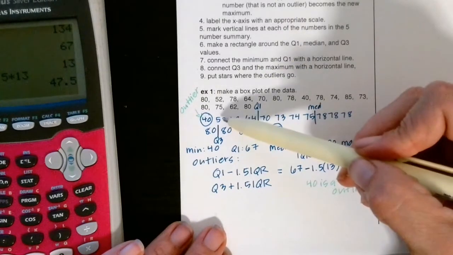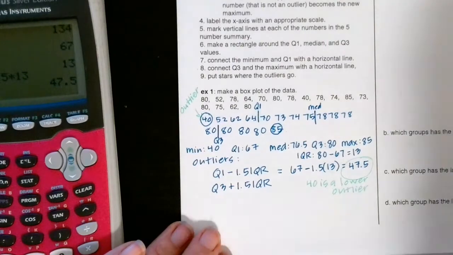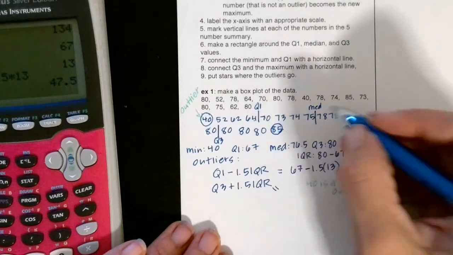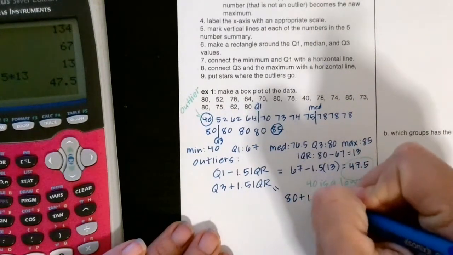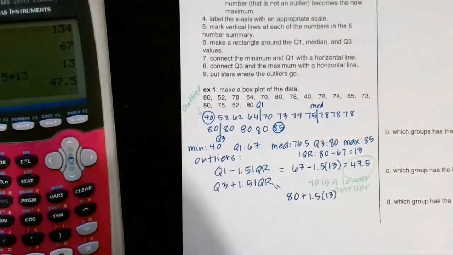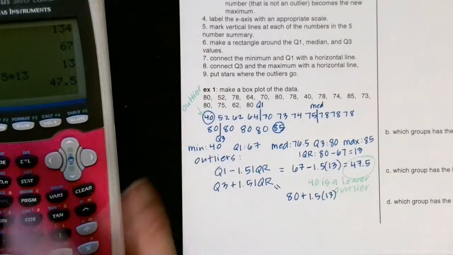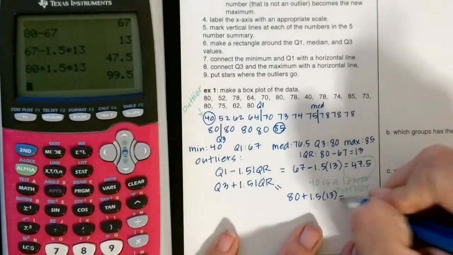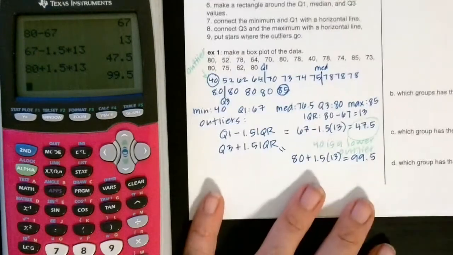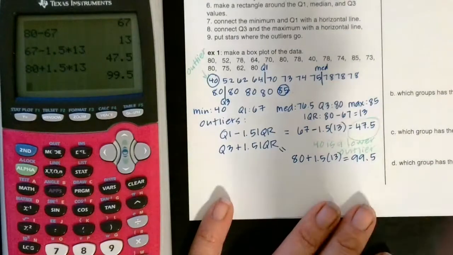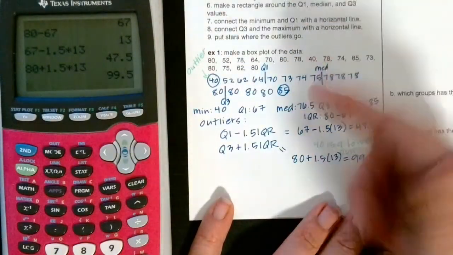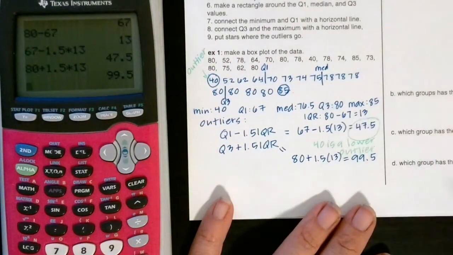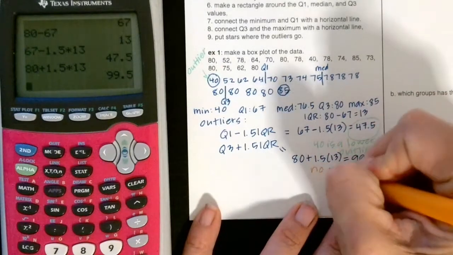Right? So 52 isn't, because 52 is bigger. Okay? So let's finish up the next one. So if we do Q3, which is 80 plus 1.5 times 13, we get 99.5. So 99.5 is the boundary. So if I go to my list, if there's any number bigger than 99.5, then it's considered an outlier. But since there isn't here, we would say no upper outliers.